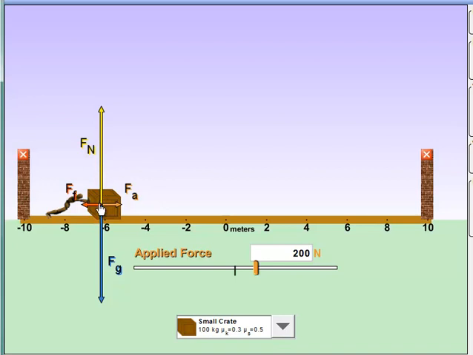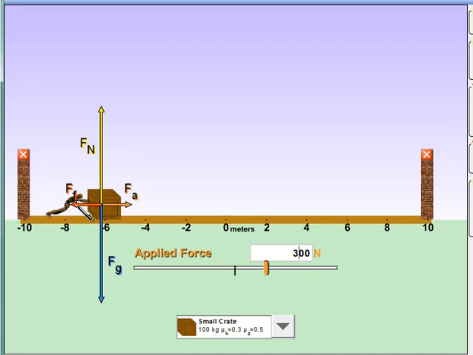Note also we have these other forces here. This is the force of gravity. These people use Fg, I would use W for weight. And this is the normal force. Again, they use Fn where I would just use N. So this is the applied force, and that is the frictional force. So let's make this 300. Notice the crate still doesn't move.